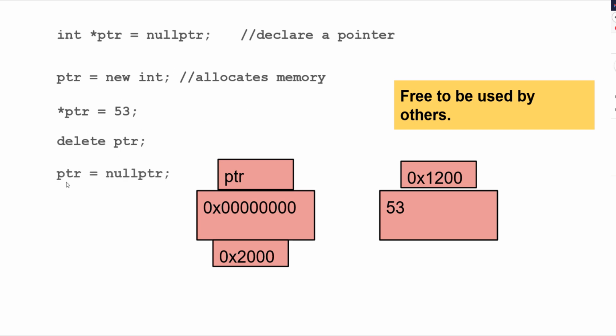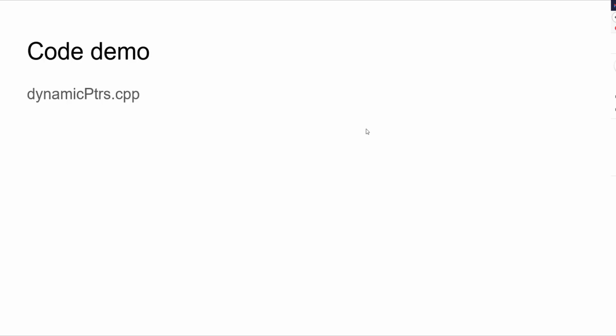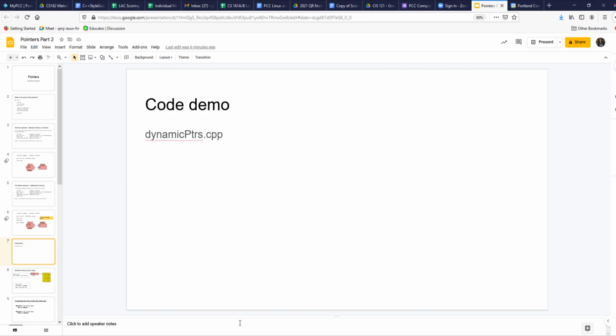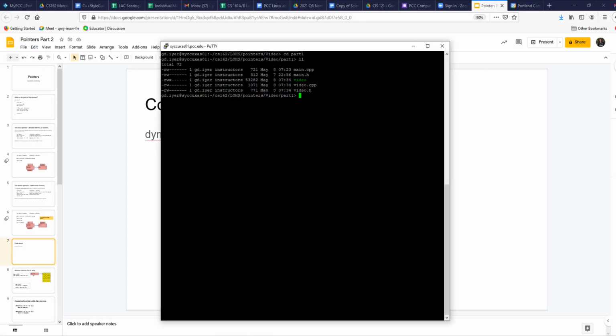That's what we're learning. And then we set ptr equals nullptr. Very important: once this memory is released and this is not pointing to anything, set it to null. Good habits. Okay, so let's look at the code, dynamic ptrs.cpp. I already have code written here. Let's take a look at this.